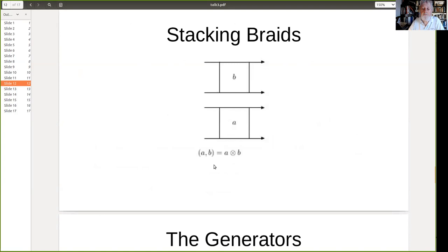We can also stack braids one on top of the other. So this is braid A, this is braid B. They don't have to have the same number of strings this time. They can have any number of strings they like, but of course they're separated by this white space here. And we could write that stacking. Excuse me.